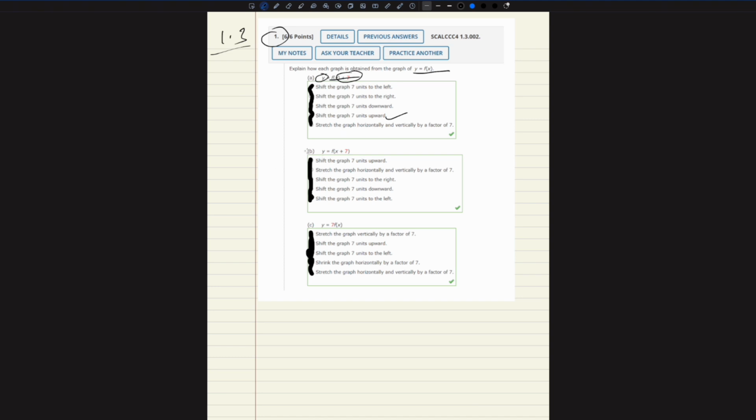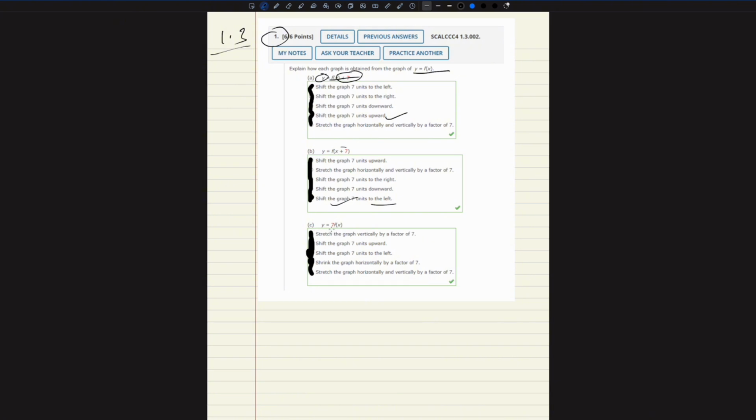Now in question number B, we have f(x plus 7). This plus 7 is still positive, but it will count towards the x axis, not the y axis. That's why it will shift the graph 7 units to the left. So this is the correct one.